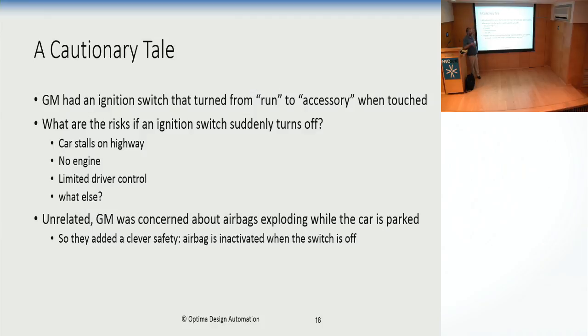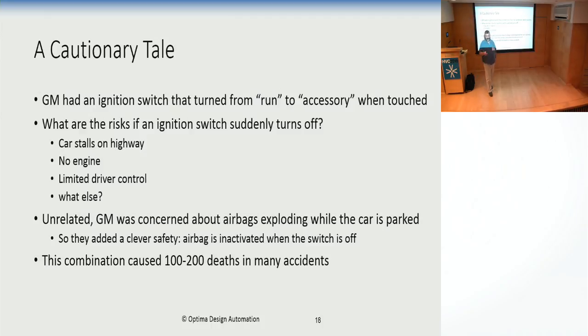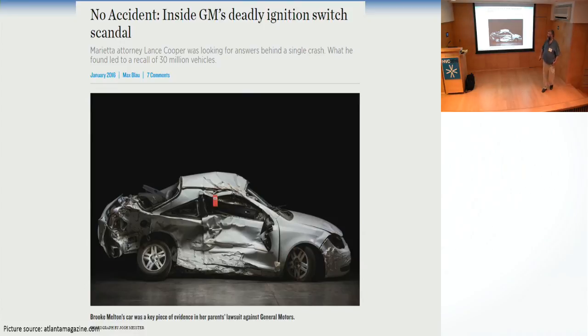You need to think about all the consequences of design decisions, and all the hazards that can happen, given everything else. And this was 100 or 200 deaths, a major trial, a huge recall, and a very big black eye for General Motors. You can Google it up, it's a real story, and this is the car that started the trial that found all of these problems.